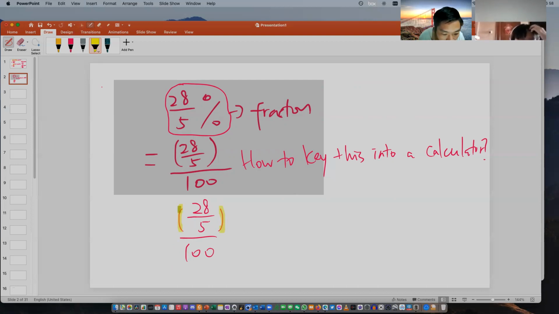How come I put a bracket on top only? How come there is no bracket for 100? So my question is, what is the difference between the 28/5 over 100 with and without the bracket? This one is with the bracket, can you see? This one is with the bracket and this one is without the bracket. Is there a difference?